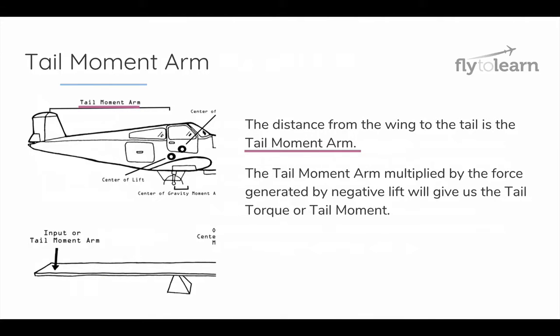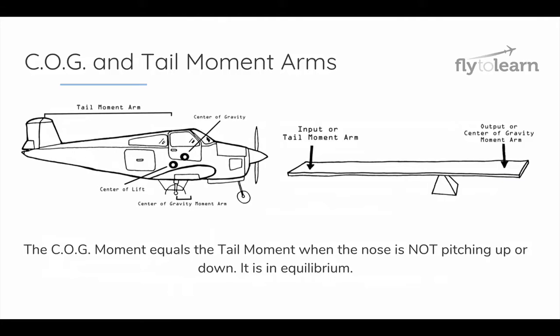The distance from the wing to the tail is the tail moment arm. The tail moment arm multiplied by the force generated by negative lift will give us the tail torque, or tail moment. The center of gravity moment equals the tail moment when the nose is not pitching up or down. This is when the plane is in equilibrium.